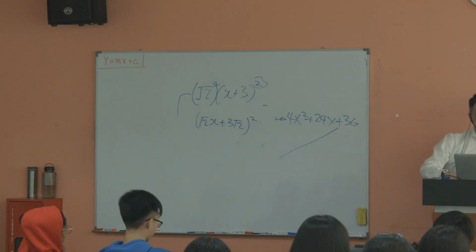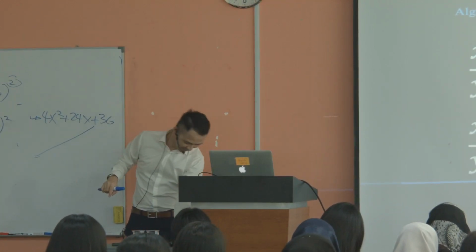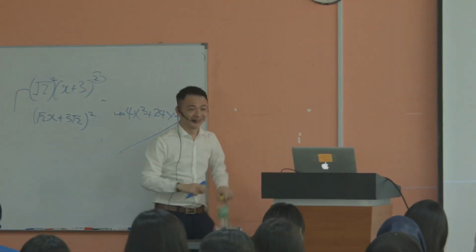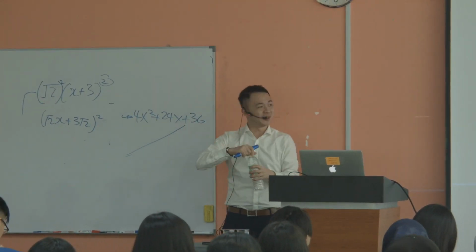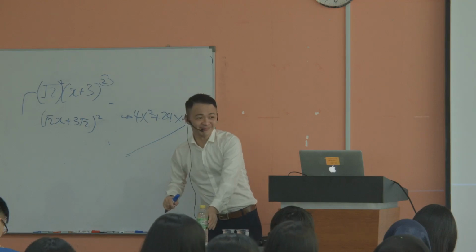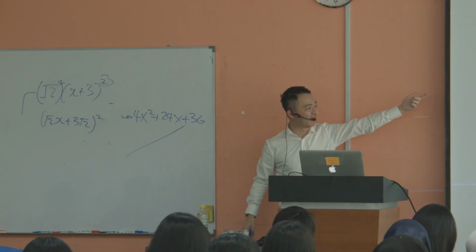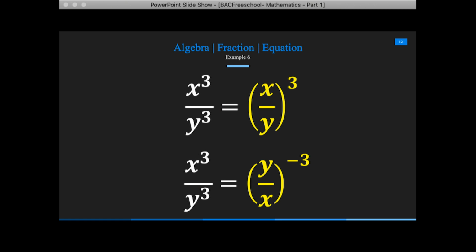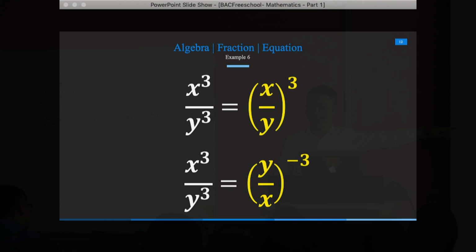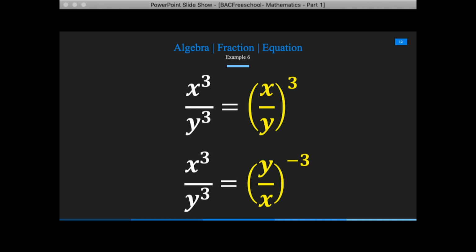Alright, next one. Okay, is the first one correct or not? First one, the x cubed over y cubed, does it equal x over y to the power of 3? Yes, it is. Yeah, I purposely trapped you on this one. So basically the first one is correct. How about the second one? In your modern math, you already learned about powers having negatives, isn't it? Or you never saw a power with a negative? So is this one correct? Yeah, this one is correct.